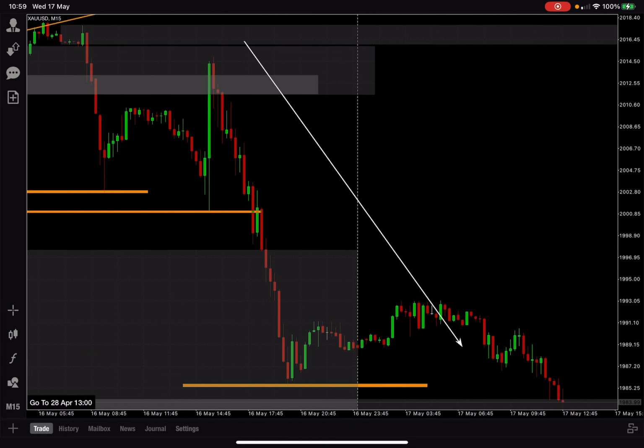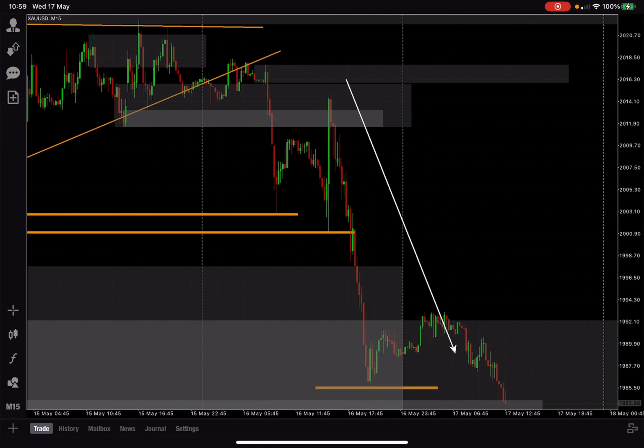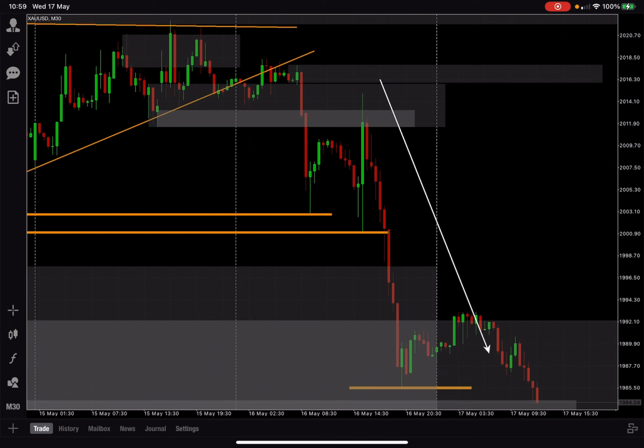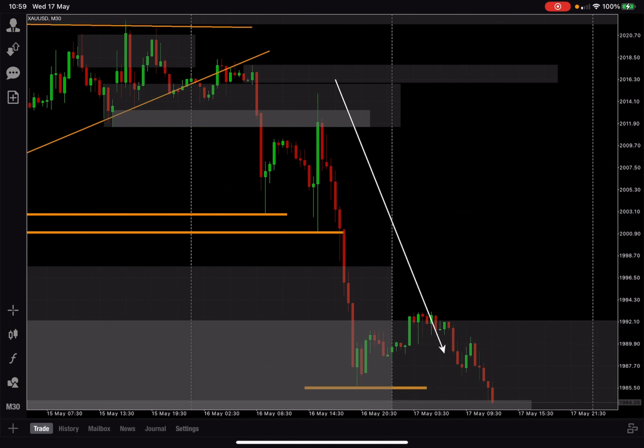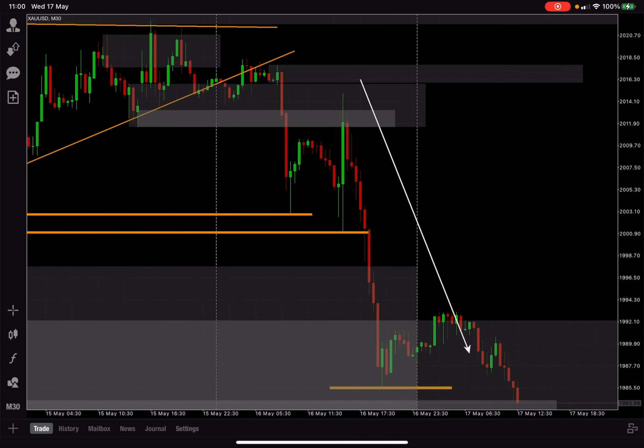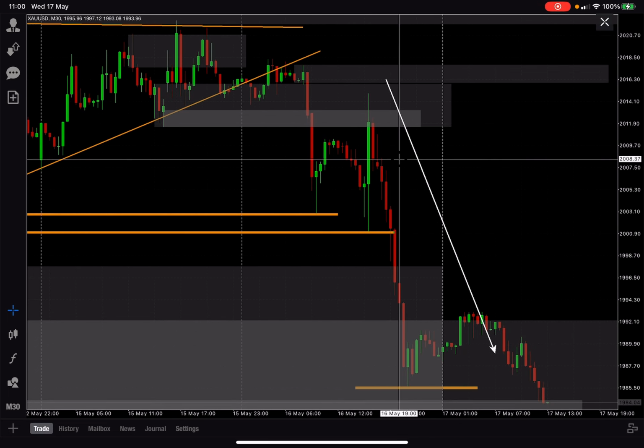Let's go to current price, and on the 30-minute time frame you can see we're just hitting that now. So I wouldn't be surprised if you start to get a reversal around this sort of level at current price, around 1983 area.